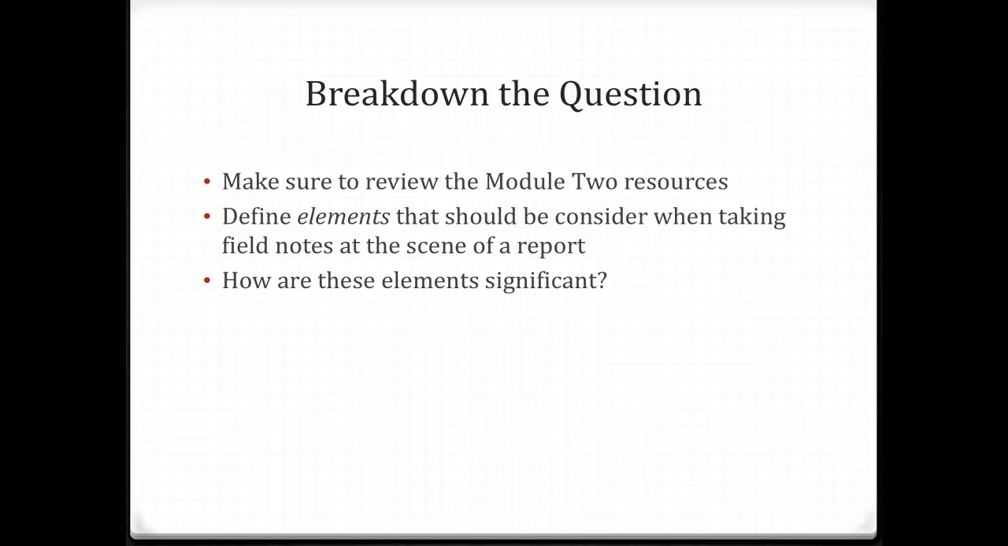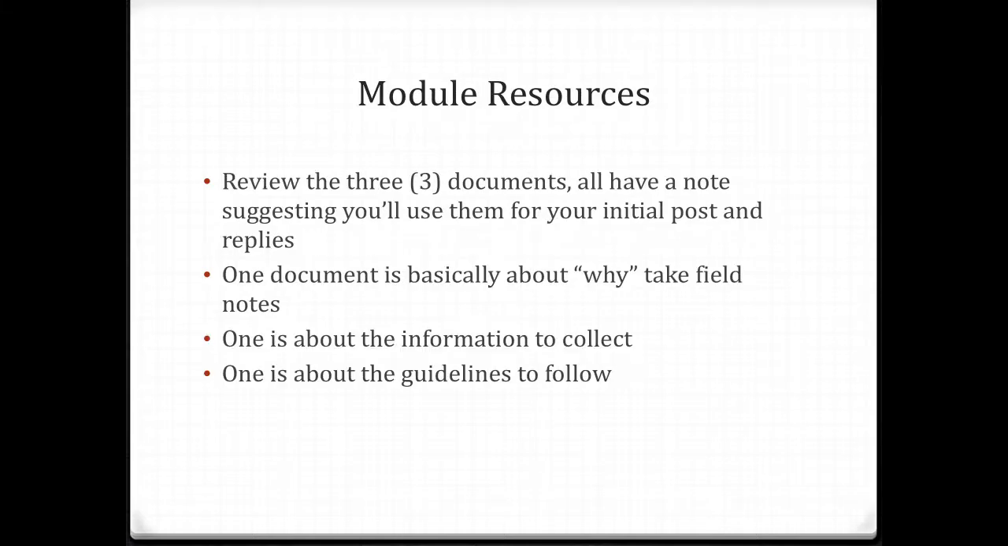Item number 2 is define the elements that should be considered when taking field notes at the scene of a report. So what are the elements? And we'll get to that in a second. And how are these elements significant? Okay, so there's the three things you need to do. One is straight out of the discussion, it's a hint, go to Module 2's resources. Then you're going to be looking for the elements considered when you do note taking. And then how are these elements significant?